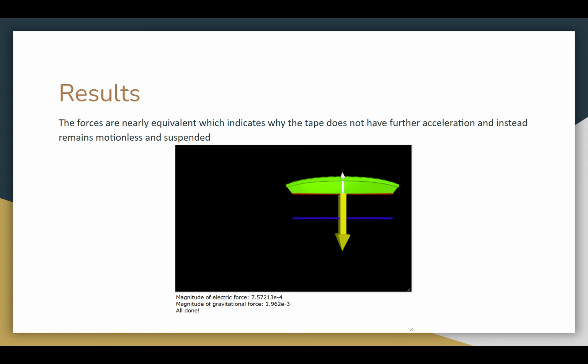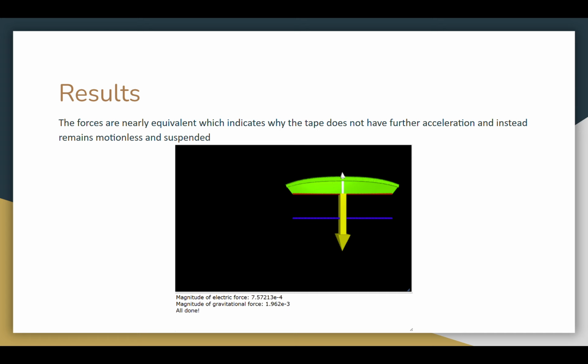So having a look at the result, we can see that the forces are nearly equivalent, and you can see that in this diagram, as here's the blue, here's the red, and then all of these point charge arrows on top of it. It can look kind of clustered, but these are all individual arrows. And the forces are very close to equivalent, which indicates why the tape does not have further acceleration.